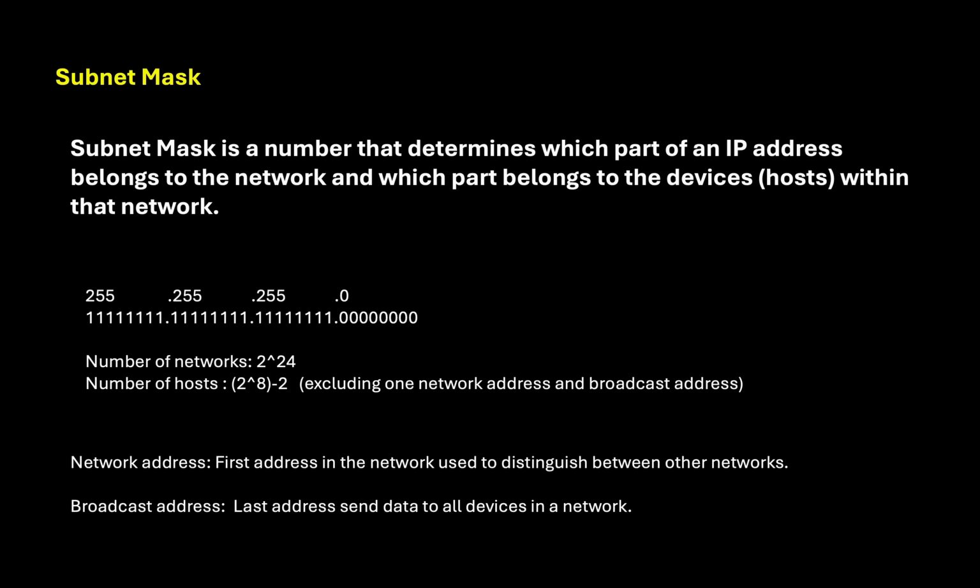that is we are going to have 2 power 24 networks, and the remaining zeros is going to be the number of hosts, that is we have to do a 2 power 8, but here there is one thing, we have to do minus 2. Why this minus 2? Because the first address is going to be the network address, via which you will be distinguished between each network. And the last address is going to be the broadcast address.